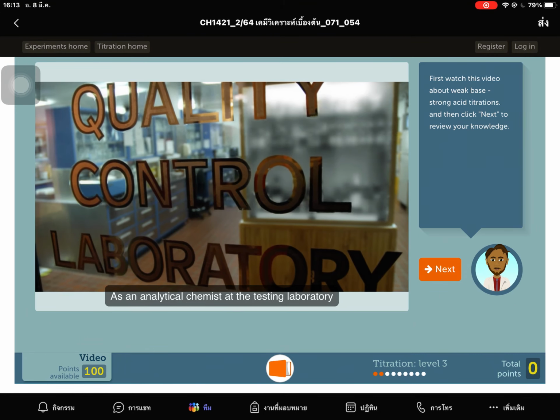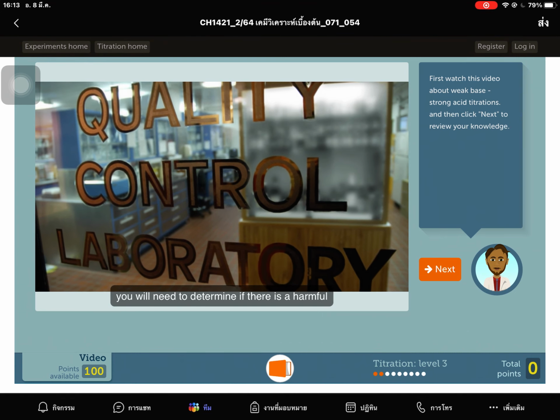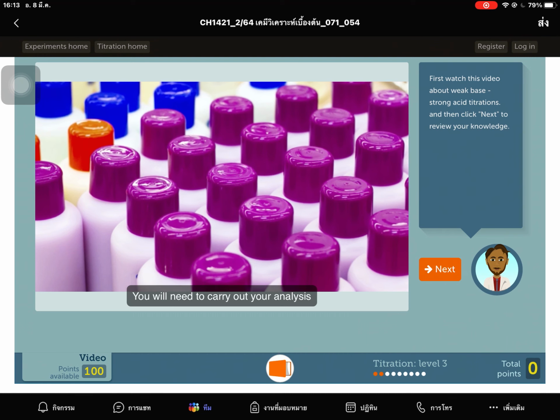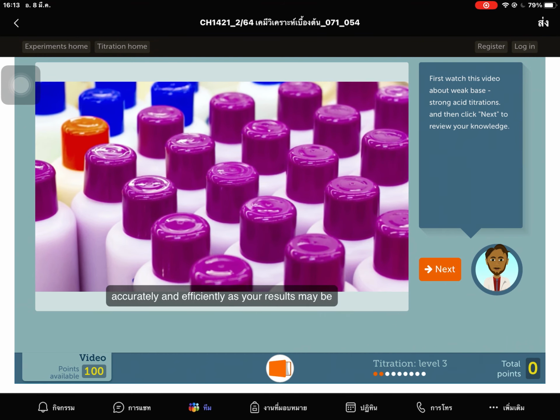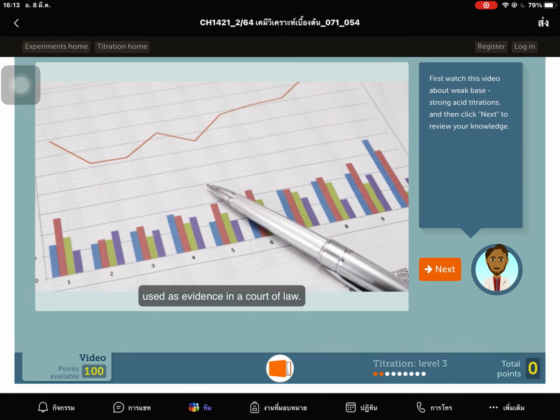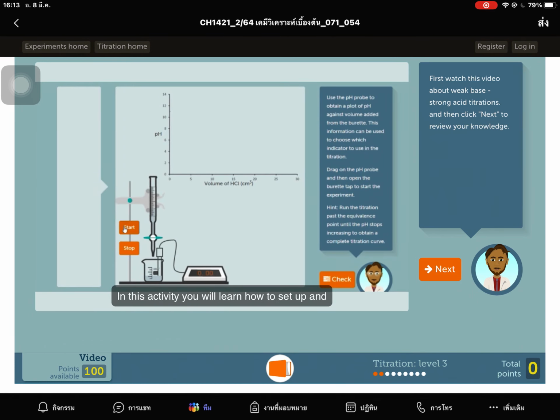As an analytical chemist at the testing laboratory, you will need to determine if there is a harmful amount of ammonia in the hair product. You will need to carry out your analysis accurately and efficiently, as your results may be used as evidence in a court of law. In this activity, you will learn how to set up and run a titration experiment using a strong acid and a weak base.